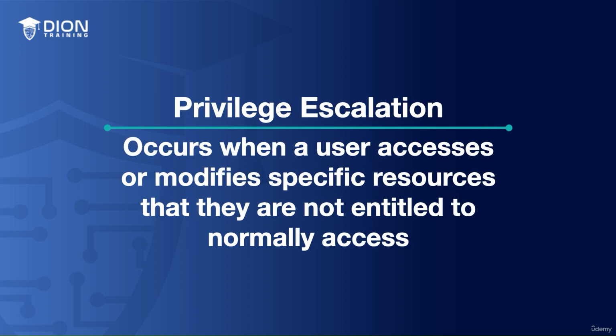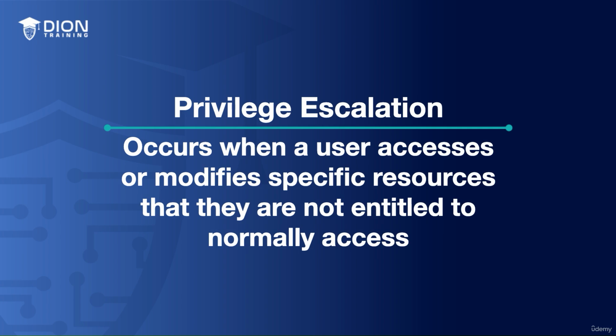Now, the next thing we want to talk about is privilege escalation. We've mentioned the term privilege escalation earlier when we talked about threat hunting. One of the things bad guys want to do is operate at higher levels of privilege. And that's what privilege escalation is all about. This occurs when a user accesses or modifies specific resources that they're not entitled to normally access. So, if I'm going to do a privilege escalation, what I'm trying to do is gain administrator or root level permissions. That's the holy grail for these folks. In fact, if they can get a domain admin, that's even better.